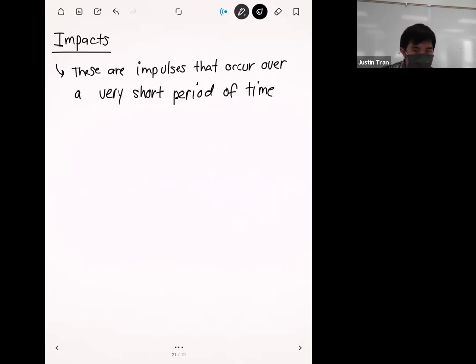Right, and so because the contact time is really, really short, this usually results in very high forces. Because of these really high forces, impacts can be really dangerous to the human body, especially depending on where the impact occurs.